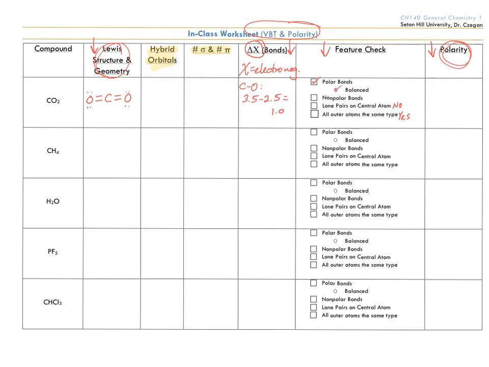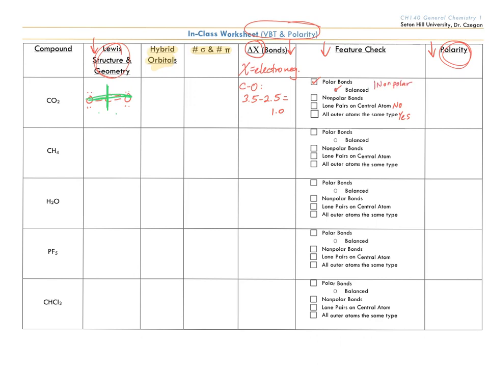How do I know they're balanced? So what I would say is, if I go back to the Lewis structure, if I cut it in half this way, is it the same on both sides? Yes. If I cut it in half this way, is it the same on both sides? Yes. If you can answer yes to both of those questions, it's balanced. So a molecule that's balanced, even though it has polar bonds, would be nonpolar.